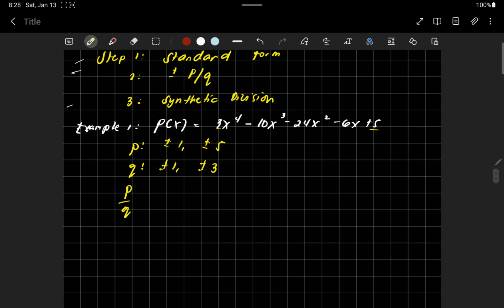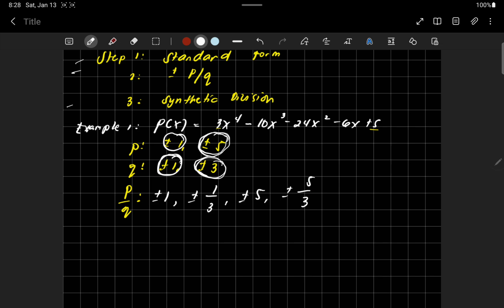And our p over q is equal to, just combine our p and q. So, positive and negative 1 over positive and negative 1, that is positive and negative 1. Next, positive and negative 1 over positive and negative 3, that is positive and negative 1/3. Next one, positive and negative 5 over positive and negative 1, that is simply positive and negative 5. And last one, positive and negative 5 over positive and negative 3, that is positive and negative 5/3.